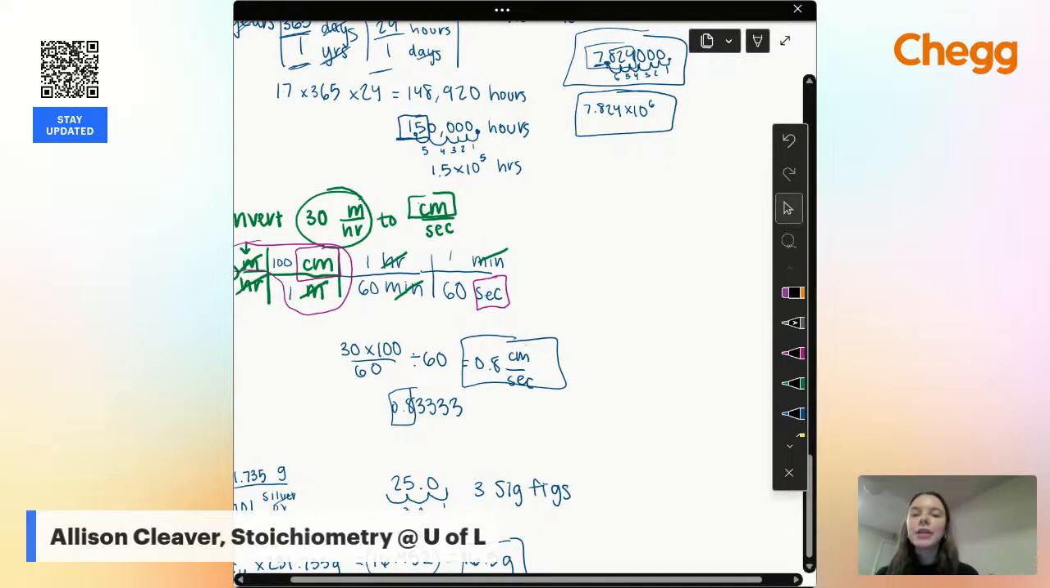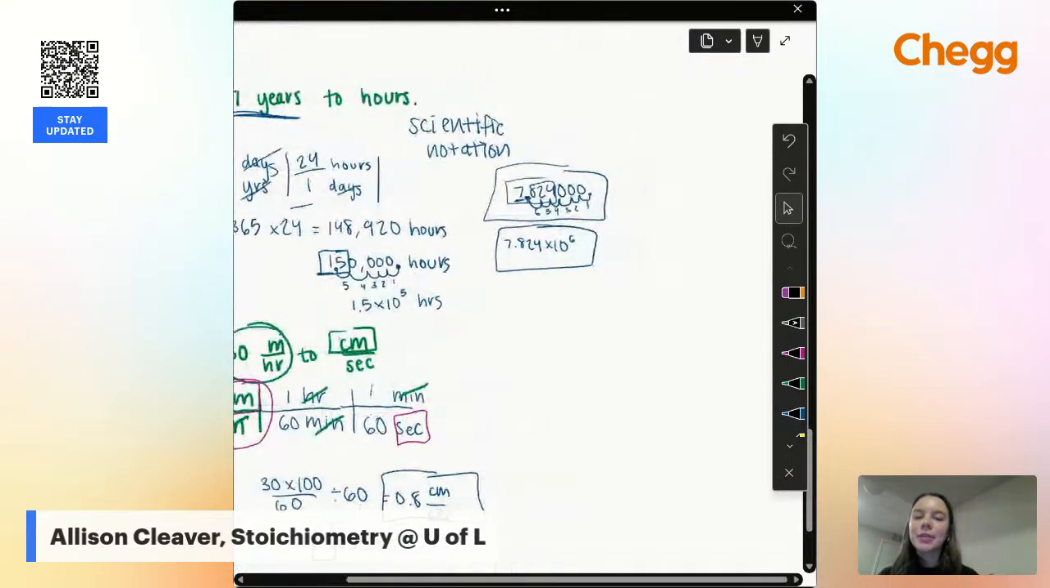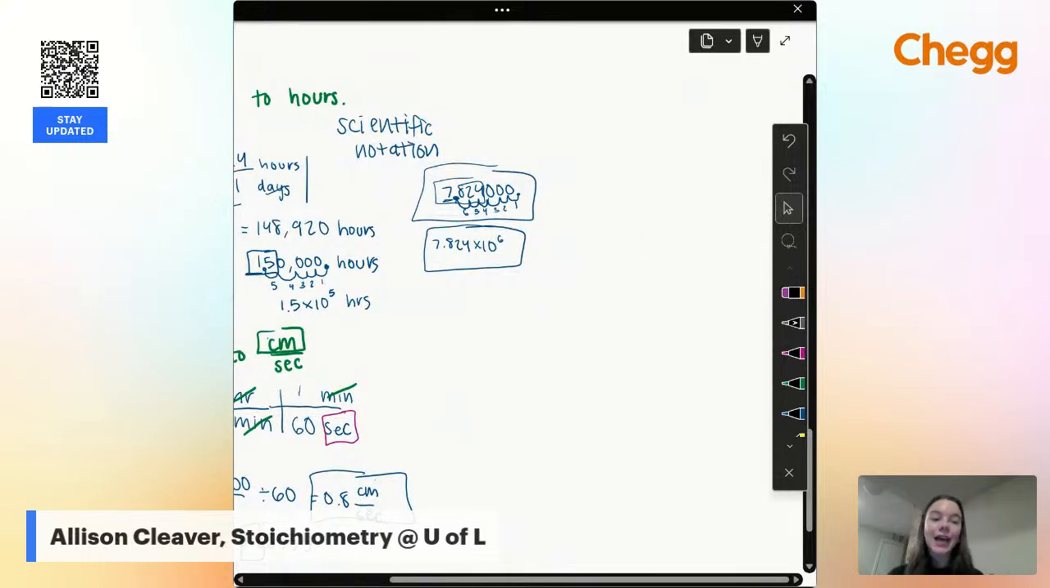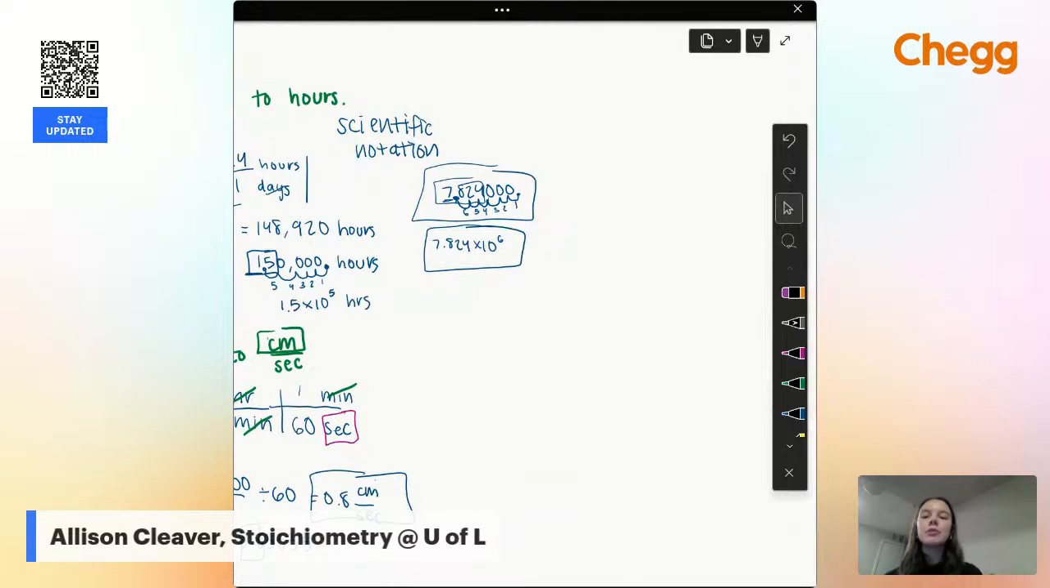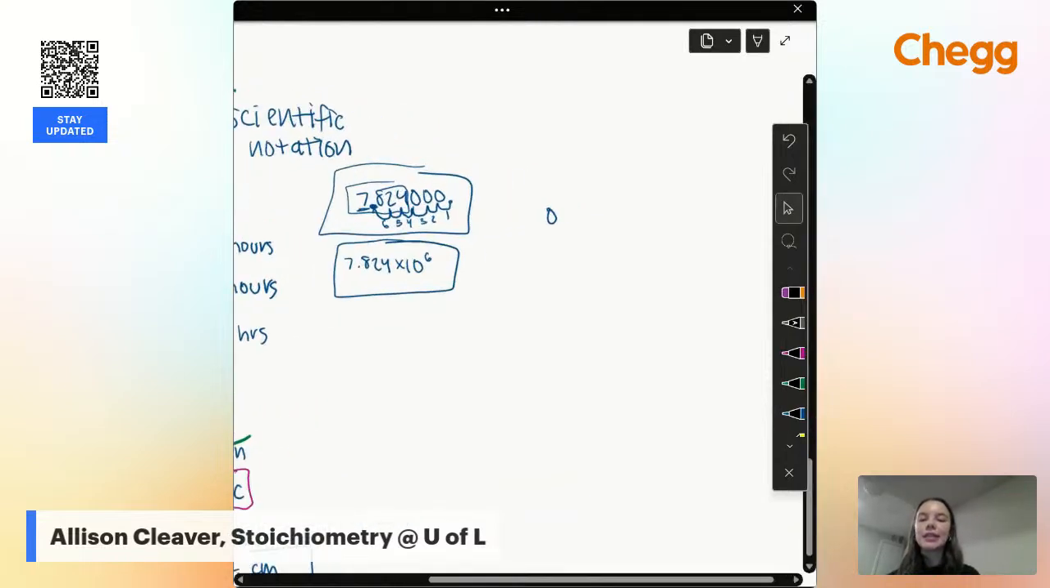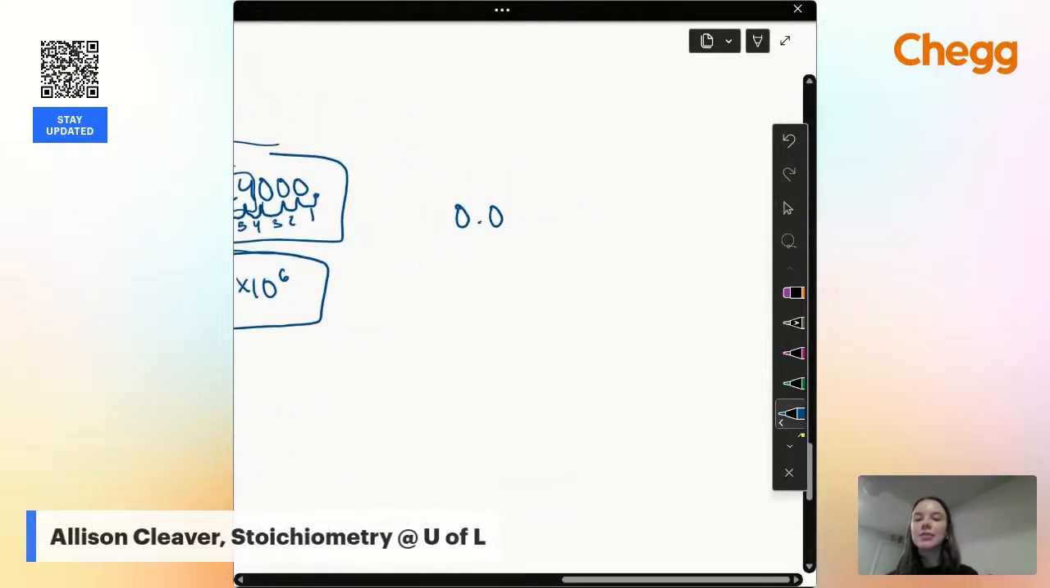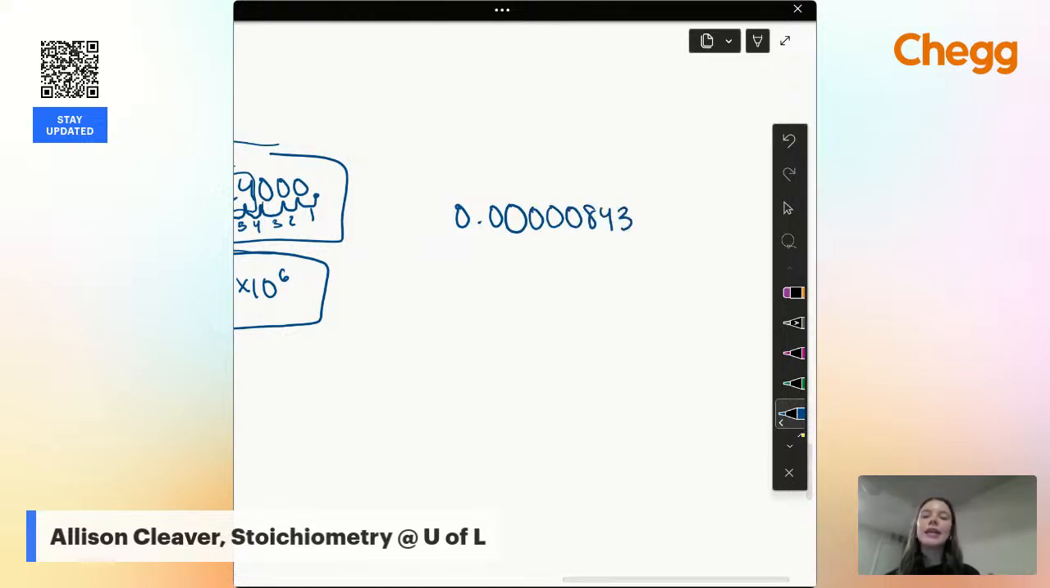I am going to go back to the scientific notation because there is one thing I forgot, and that is doing negative exponents in scientific notation. Sometimes we'll get a really, really small number. So let's say we have 0.0000843. And we want to put that in scientific notation. The students that I TA for, this always confuses them because there's a plus exponent and there's a minus exponent.